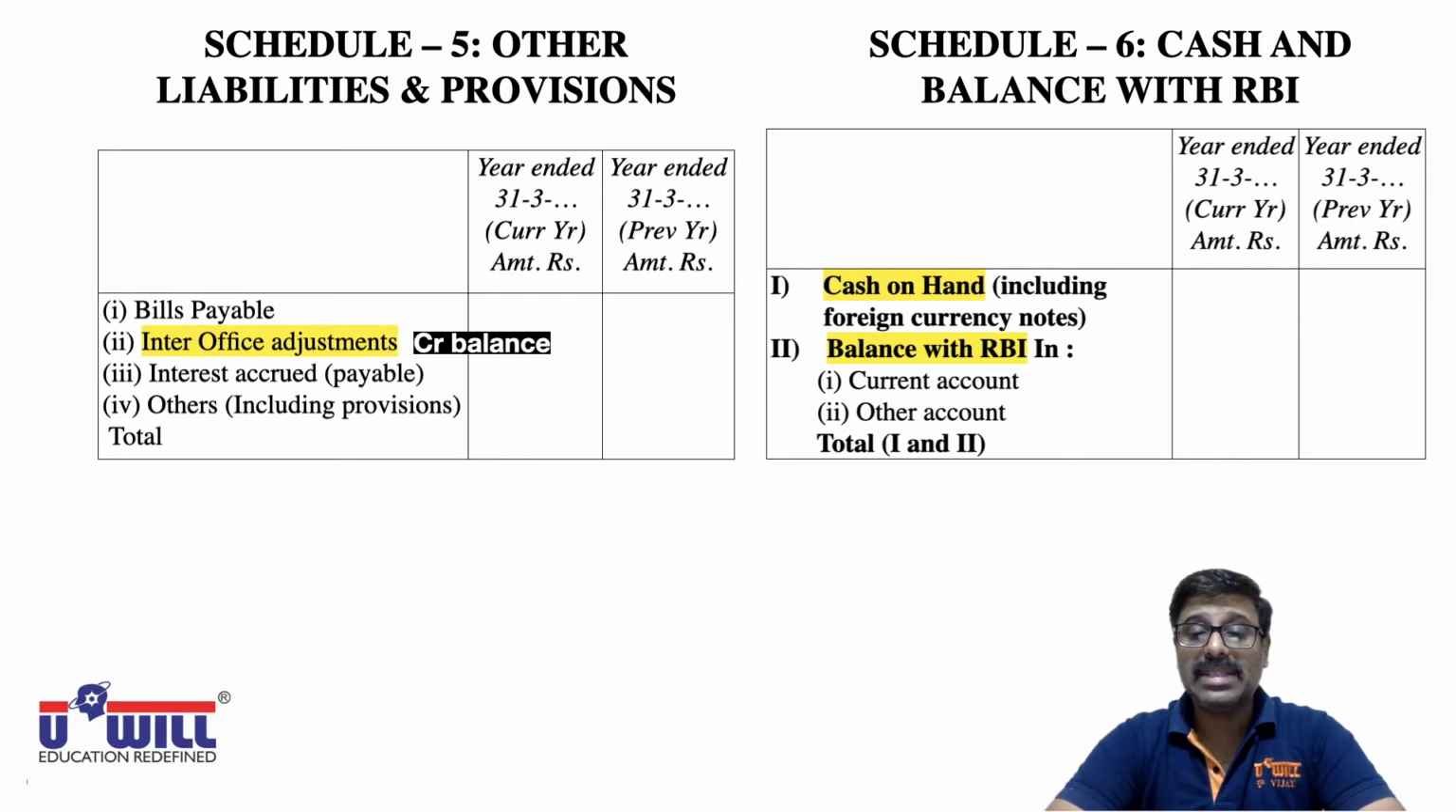Then going with Schedule 6, cash and balance with RBI. Heading itself is the content. Cash means cash on hand and balance with RBI means balance with RBI. Two things will come in this, cash on hand and balance with RBI.